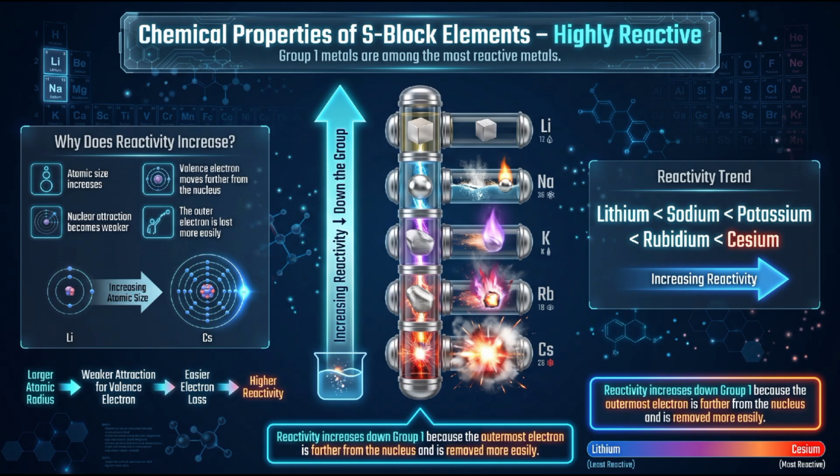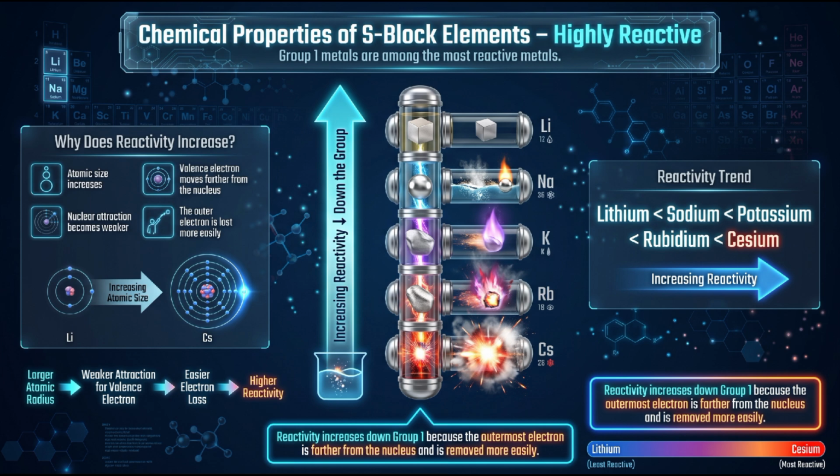The reason behind the high reactivity of alkali metals is their general electronic configuration, ns¹. Every group 1 atom has only one electron in its outermost s orbital. Atoms naturally try to achieve a stable electronic configuration similar to the nearest noble gas. The easiest way for a group 1 atom to become stable is by losing its single valence electron. After losing this electron, the next inner shell becomes the outermost shell, which already has a complete and stable electron arrangement. Therefore, alkali metals readily lose one electron to form positive ions carrying a +1 charge, represented as M⁺.